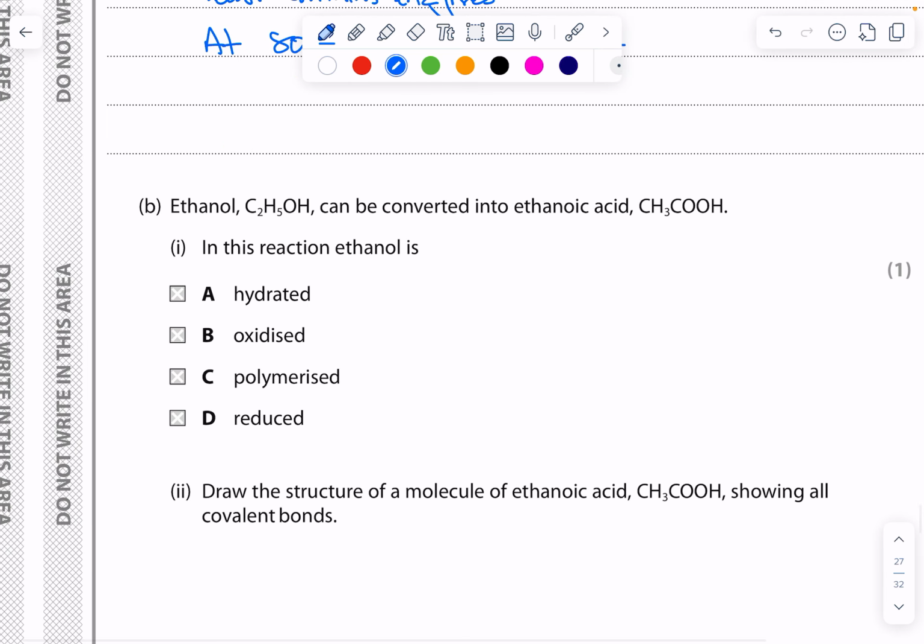Ethanol is converted into ethanoic acid. What is the name for the process? So if you look here, what we're doing, you've got one oxygen in ethanol and we've got two oxygens in the ethanoic acid. So we're adding oxygen. Adding oxygen is oxidation. So the only sensible one here is oxidized.